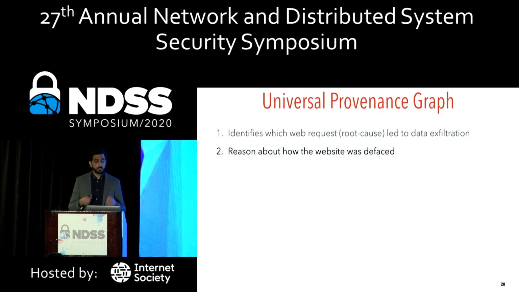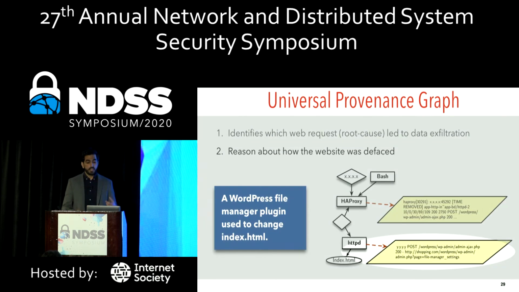Not only that, we can also reason about why the website was defaced. In this case, we issue a forward tracing graph from the request that we identified in the previous graph to find out that the WordPress file plugin was used to write to index.html, which led to the website defacement.